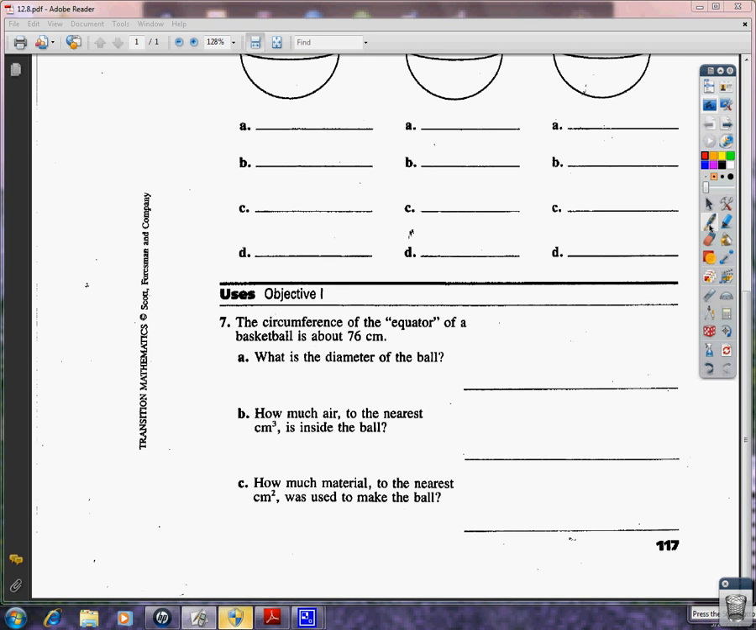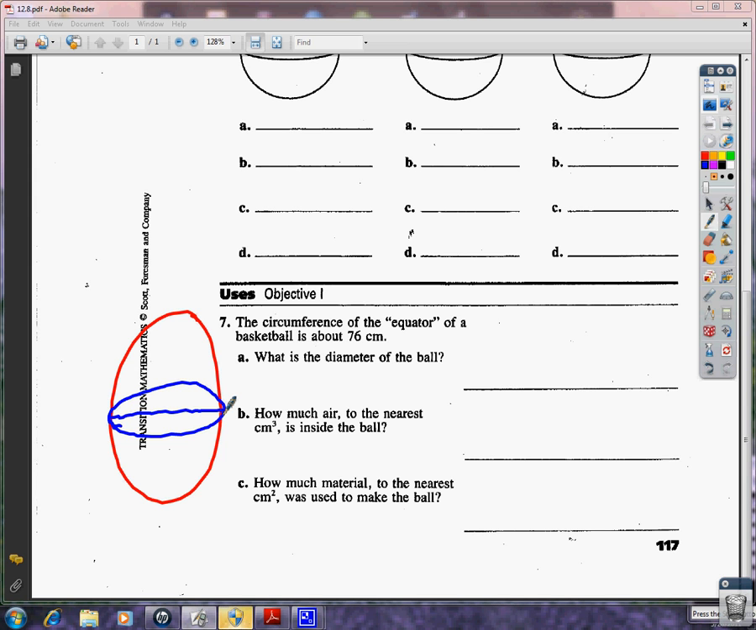For the bottom, it says the circumference of an equator of a basketball is about 76 centimeters. So the equator is around it, right? So we have our circle, and the equator is around it, okay? So the equator, what is the diameter of the ball? We need to find what goes around, what cuts through, okay? We know that an equator is just a circle.